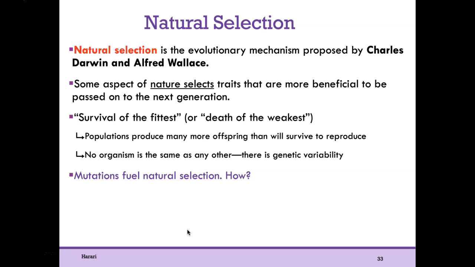So pause here and think about, how do mutations fuel natural selection? Right? And the answer is, mutations allow for different possibilities. So it gives more options for nature to select from. The more mutations you have, the more variations and instructions you have. So then again, nature has more to play from. It has more colors to paint from, so to speak. It has more to select from.